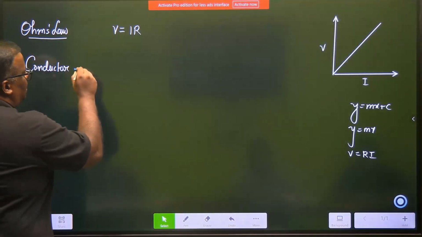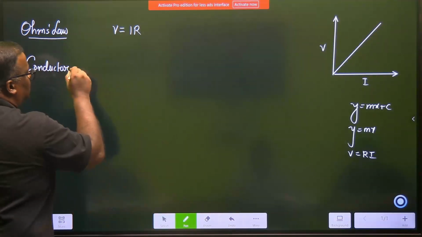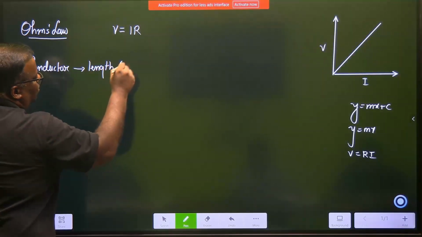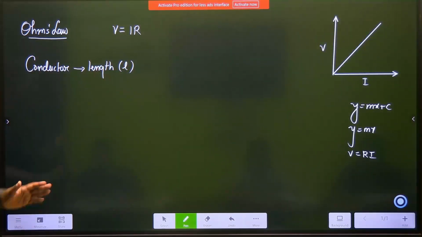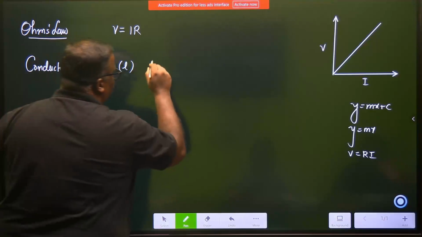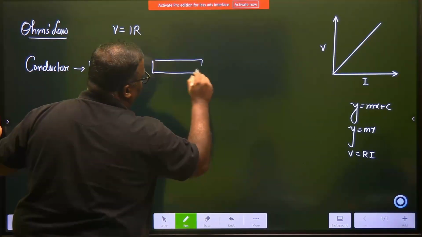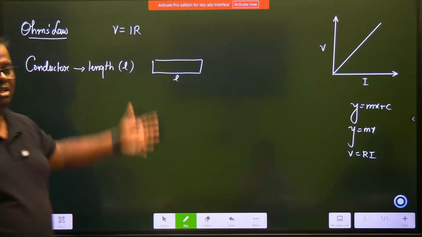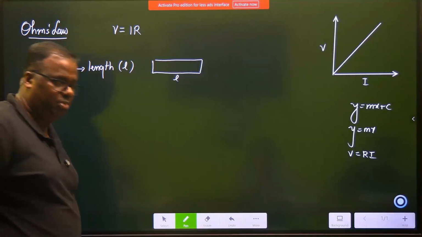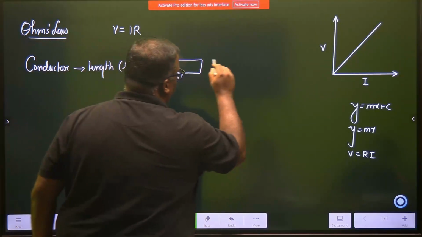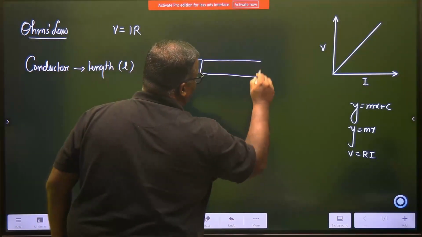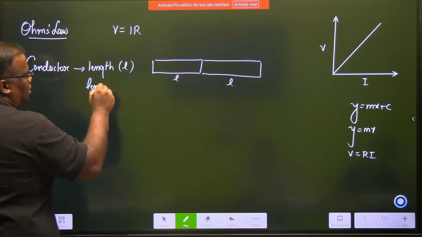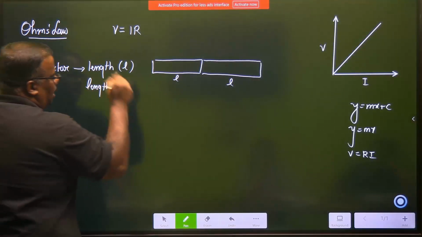Let's say I take a conductor whose length is L. So this is an L length of a conductor. Then I add another replica piece, which is another L. So now what is the length of my conductor? The length of my conductor has become 2L, right?